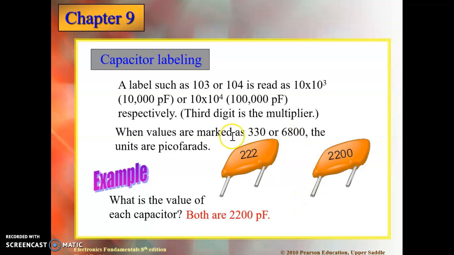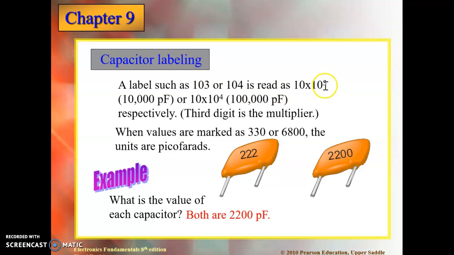In this case, if we don't see a decimal point, we just see the value, it means the first two digits, and then the third digit will be the power. So let's see what it says here. A label such as 103 or 104 is read as 10, the first two digits, and then the third digit is the power to which the 10 is raised. So it will be 10,000 picofarads.